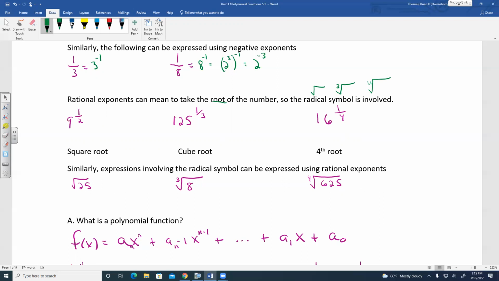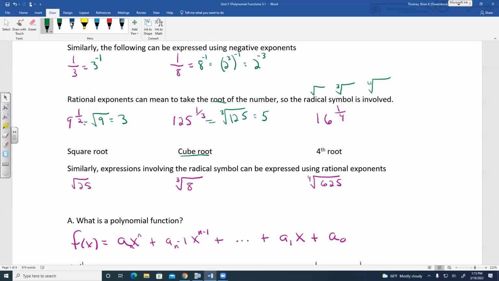So 9 to the 1/2 actually stands for the square root of 9. And the square root of 9 means what number squared gives me 9, and that would actually be a 3. If I have 125 to the 1/3, this is described as the cube root. So the cube root would be then this radical symbol with a 3. So the cube root of 125, and that would be what can you raise to the third power that gives you 125, and that would be 5.